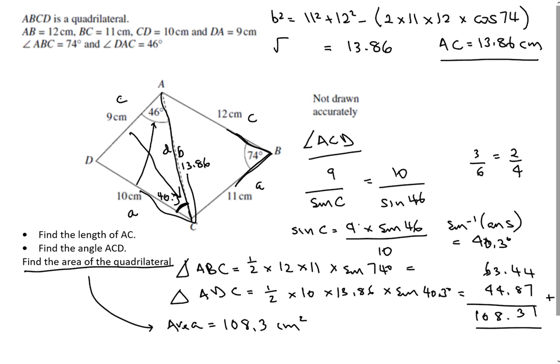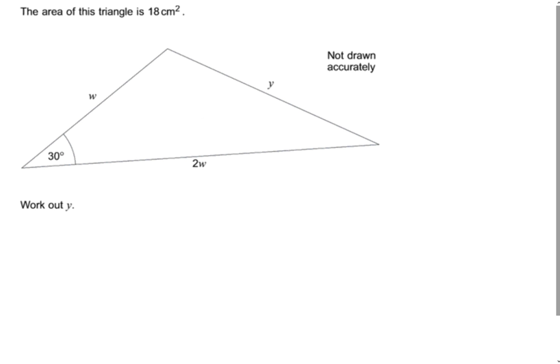Let's try another question. The area of this triangle is 18 centimeters squared. Ooh, and we've got algebra coming in here. Work out y. This is what we want to work out. When I'm looking at it, oh my God, I can see my V. Are you jumping up and down? Once we find the V's, we're just going to use the cos rule.